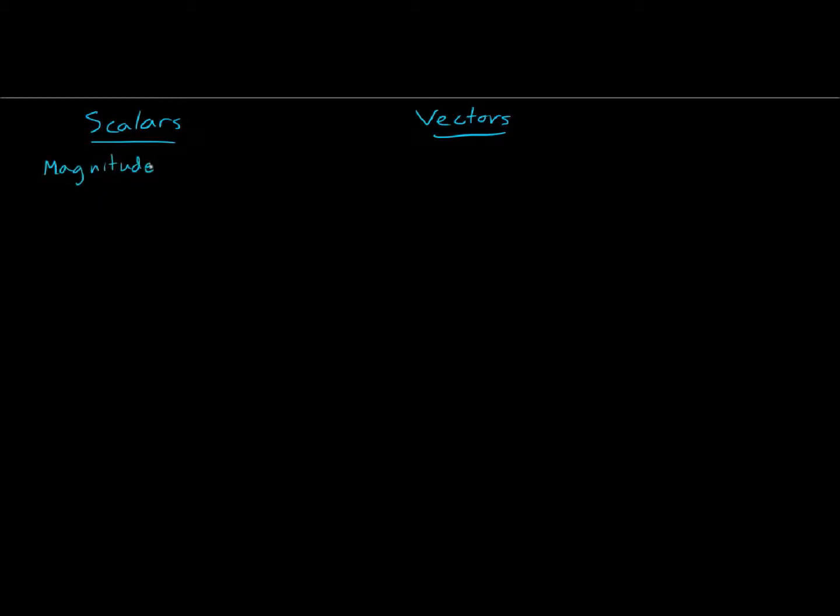And if you don't know what magnitude is, you can consider it something like strength or size. That's basically what it is. We'll do an example so you'll get the hang of it. A vector, on the other hand, has a magnitude as well. So they both have a magnitude. But a vector not only has a magnitude, it has a direction. And that's very important. So a scalar has a magnitude, and a vector has a magnitude and a direction.